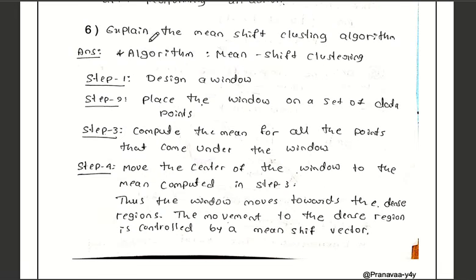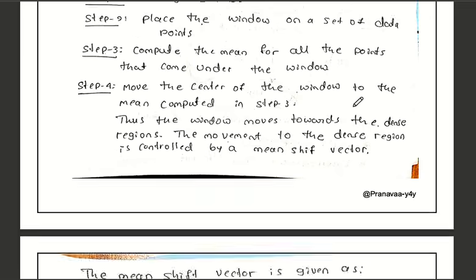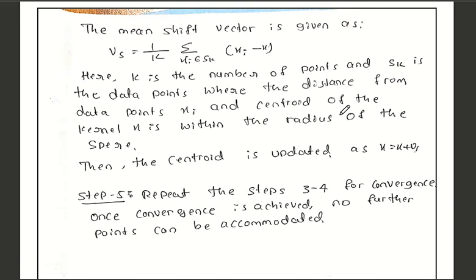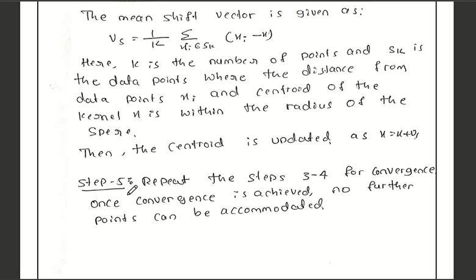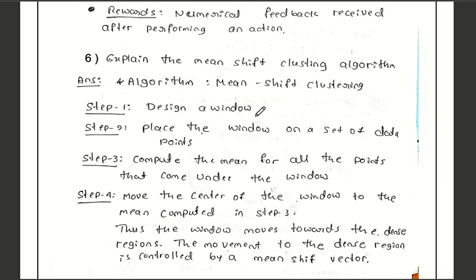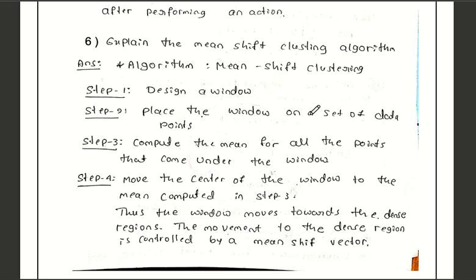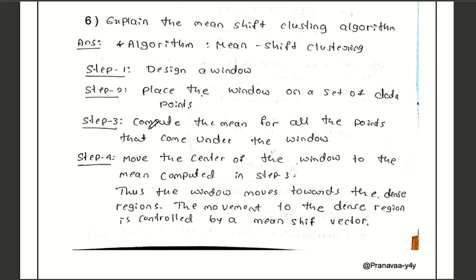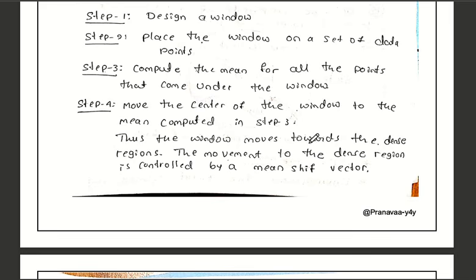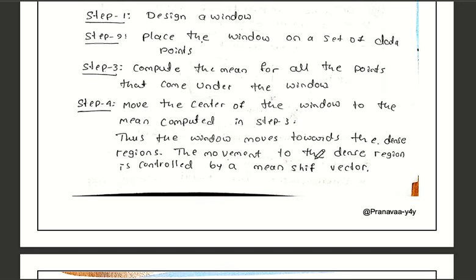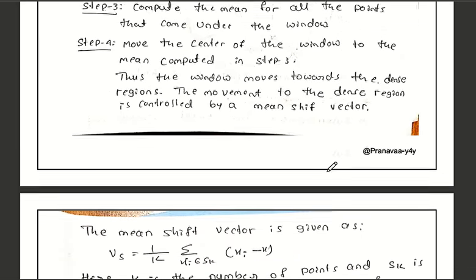Then the next question: explain the mean shift clustering algorithm. Here a maximum of 5 steps are there, you just go through this. The first step: design a window. Then place the window on a set of data points, then compute the mean for all the points that come under the window. Then move the center of the window to the mean computed in step 3. Thus the window moves towards the dense region. The movement to the dense region is controlled by the mean shift vector.